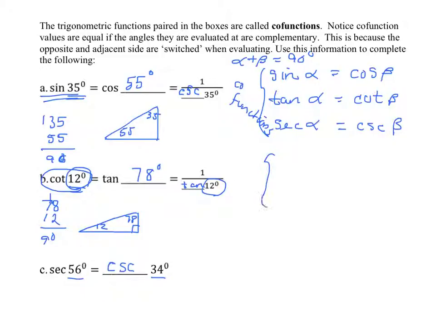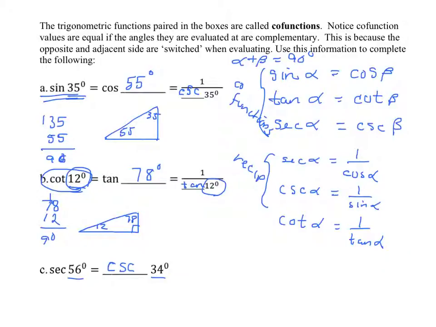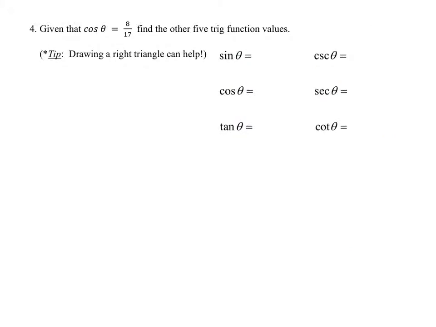Okay, and then the reciprocals: the secant of alpha is equal to 1 over the cosine of alpha. The cosecant of alpha is equal to 1 over the sine of alpha. And the cotangent of alpha is equal to 1 over the tangent of alpha. So when we're doing reciprocals, the angles stay the same. When we're doing cofunctions, the angles will add up to 90 degrees. Yay!